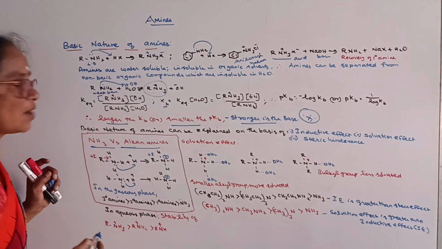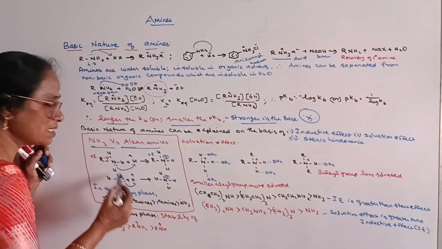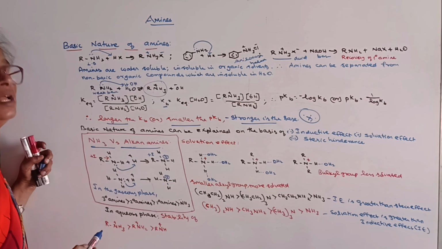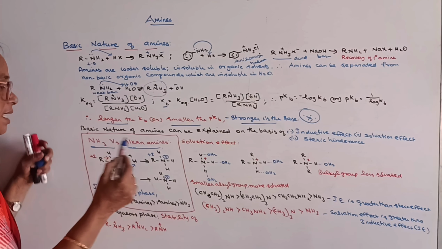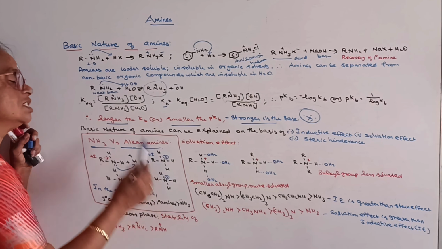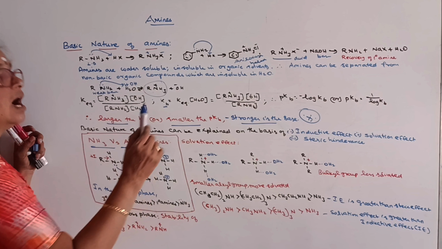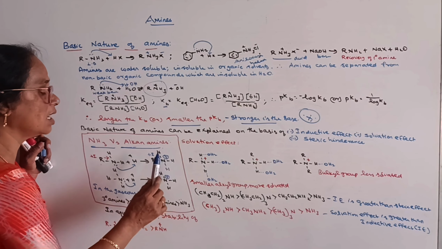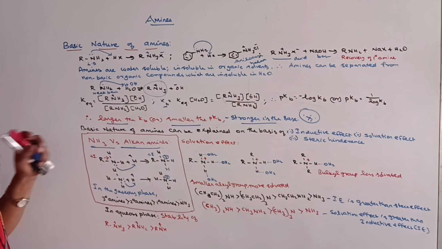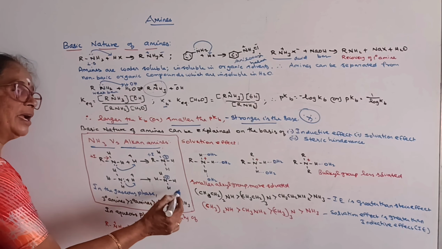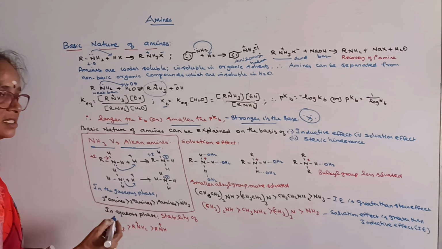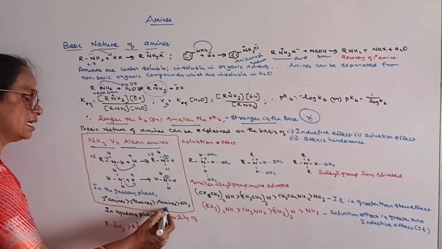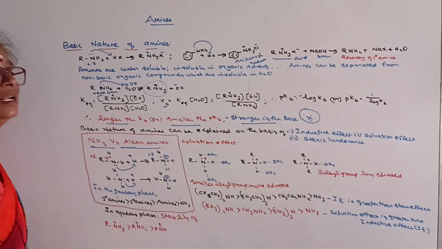But in the case of ammonia, there is no plus I group, only the lone pair of electrons tends to attract the H plus ion, and hence we can say alkane amines are stronger bases than ammonia. So alkane amines are stronger bases than ammonia. When these amines are in the gaseous phase, tertiary amines are greater than secondary amines, which are greater than primary amines, which are greater than ammonia.